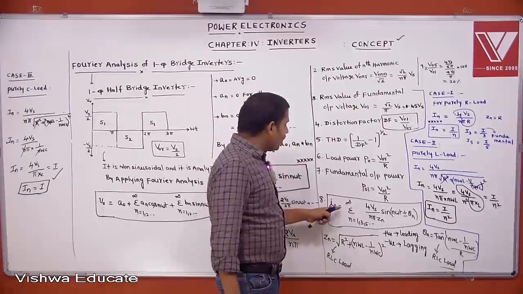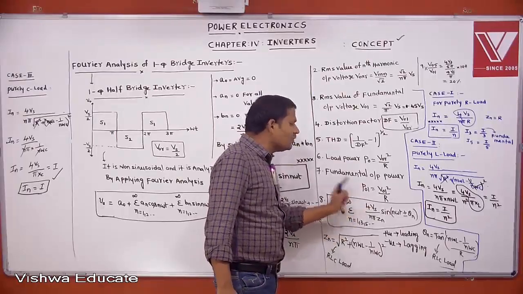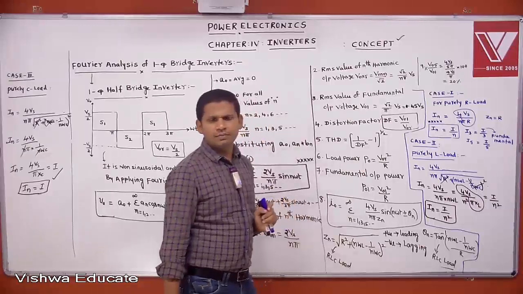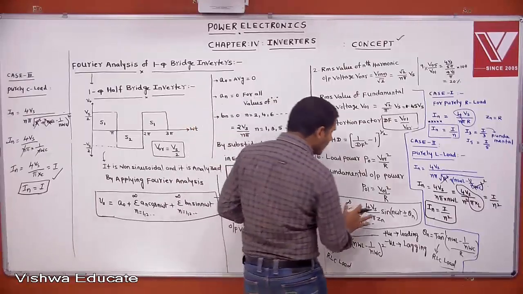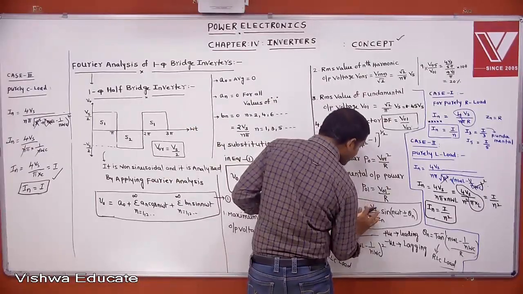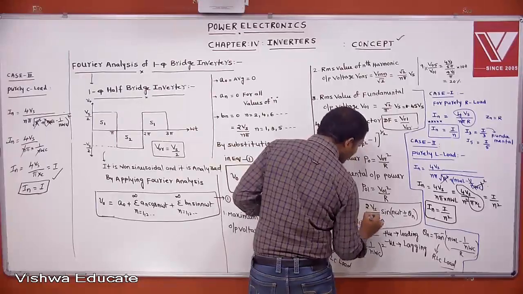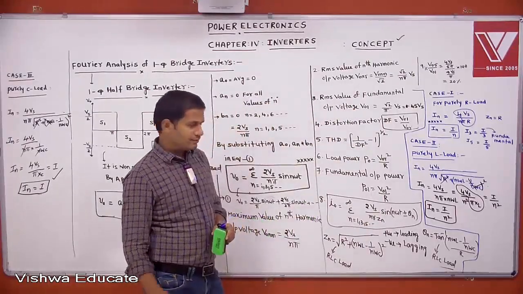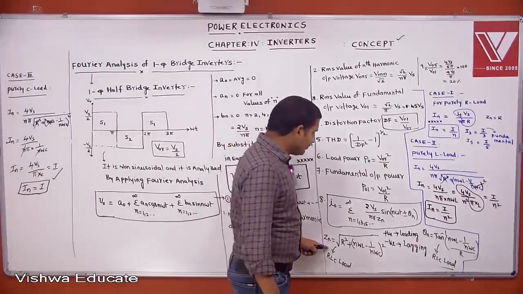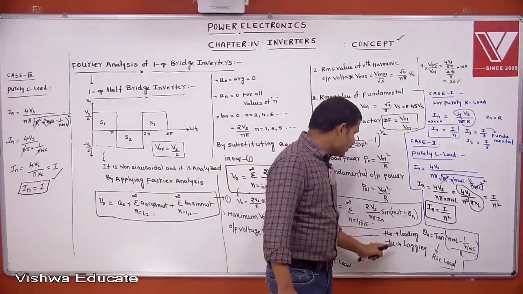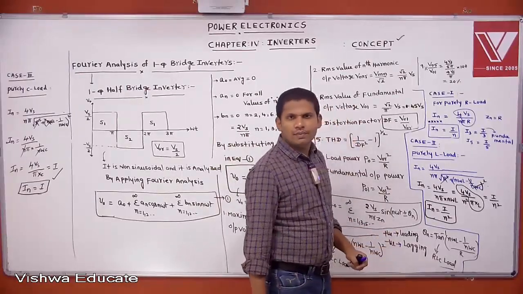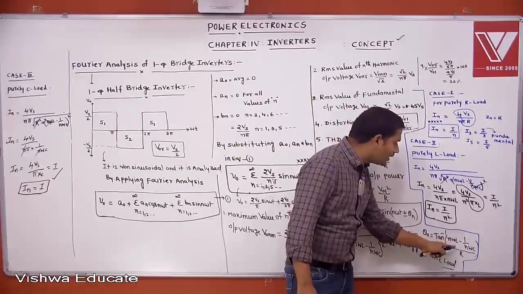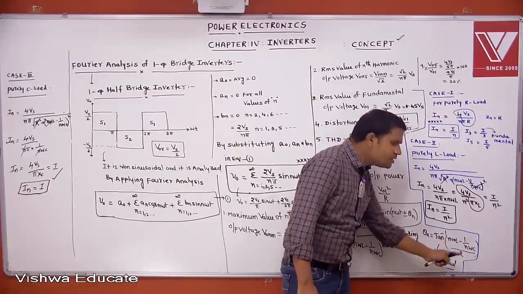Then I0 equals summation n equals 1, 3, 5 up to infinity. Replace Vs by Vs by 2. If you replace Vs by Vs by 2, how much can you get? 2 Vs by n pi into Zn sin of n omega t plus or minus theta n. This formula is the same: positive for leading, negative for lagging. Then this formula is also the same: theta n equals tan inverse of n omega L minus 1 by n omega C, by R. This is for the RLC load.